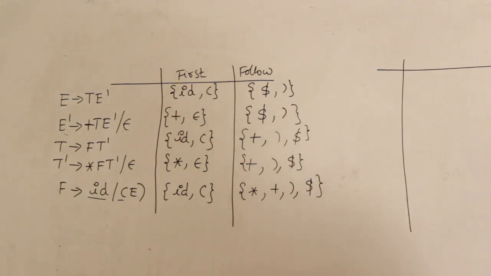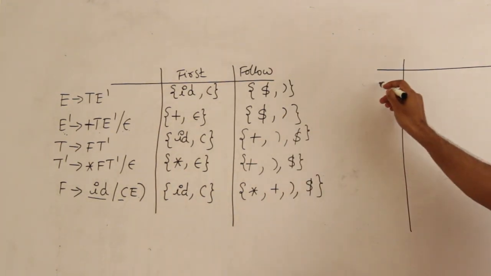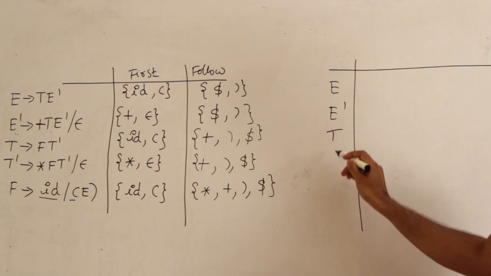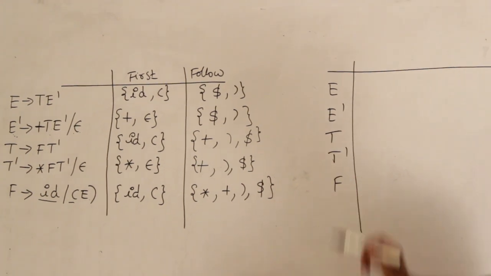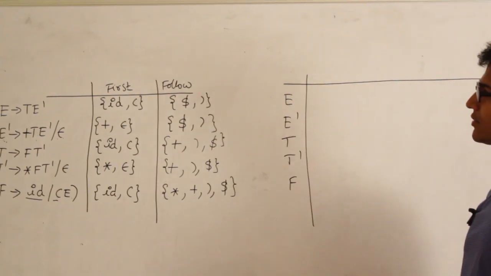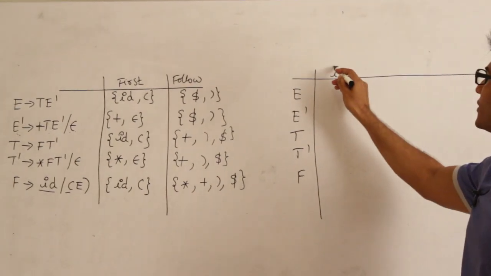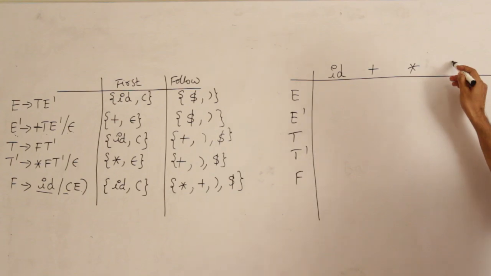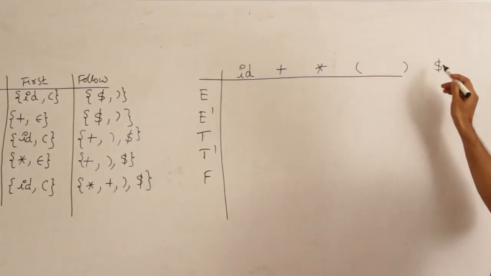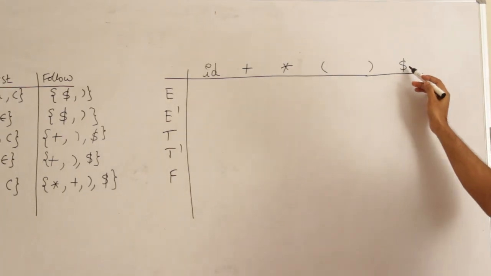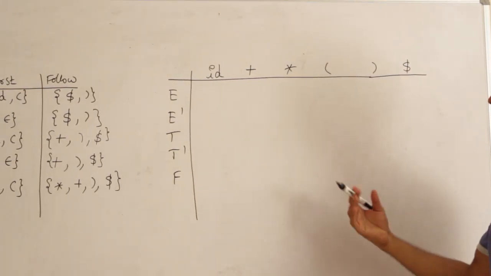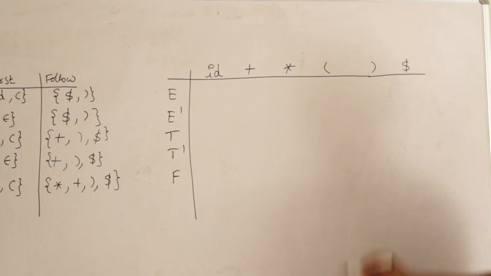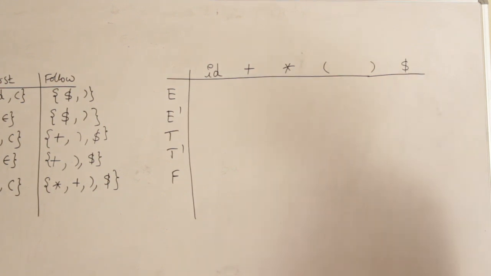So in this case, the table is going to look like this. What are the variables? Variables are going to be in the rows: E, E dash, T, T dash, and F. These are all the variables. And what are the terminals? Terminals in this grammar are id, plus, star, open brace, close brace, and I am also going to write dollar. Why am I writing dollar here? There is a chance that we might see dollar in the string, because the input is always going to end with dollar. Therefore, I am even going to see dollar in the input, and I might have to take some actions there.